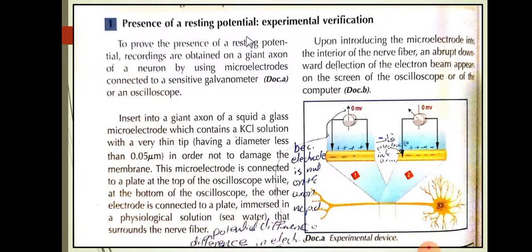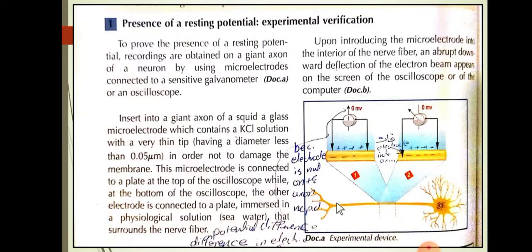Presence of a resting potential, or the experimental verification. To prove the presence of resting potential, recordings are obtained on a giant axon of a neuron by using a microelectrode connected to a sensitive galvanometer or an oscilloscope.